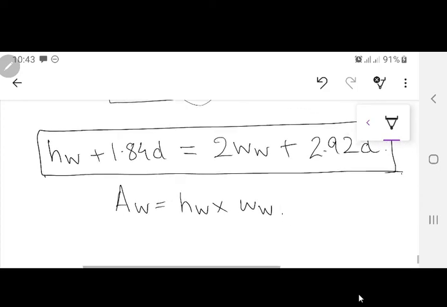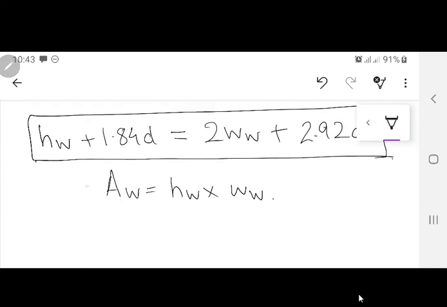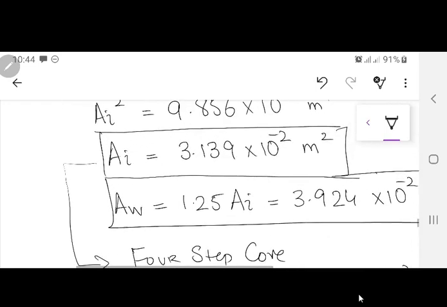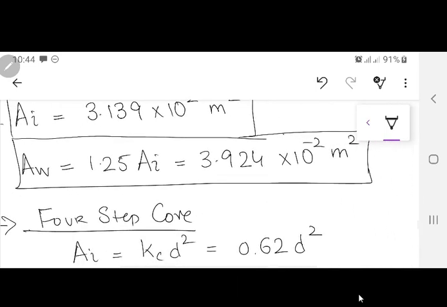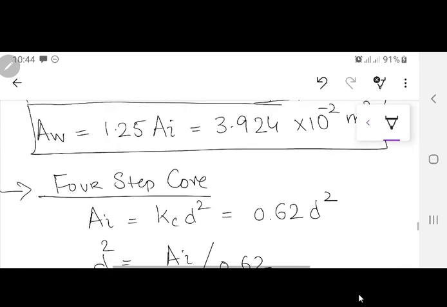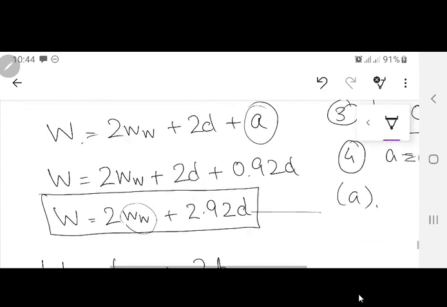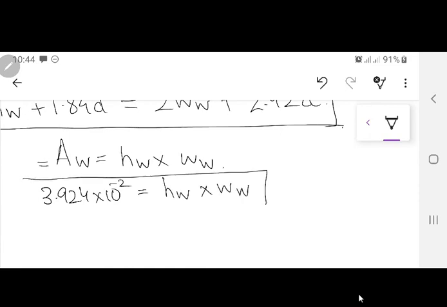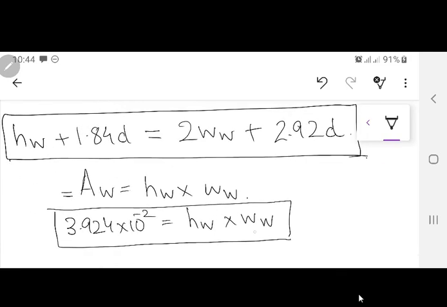So can I use something over here? And what was the window area? Window area we have already calculated earlier: 3.924 into 10 raised to power minus 2. Can you replace some value in these two equations?